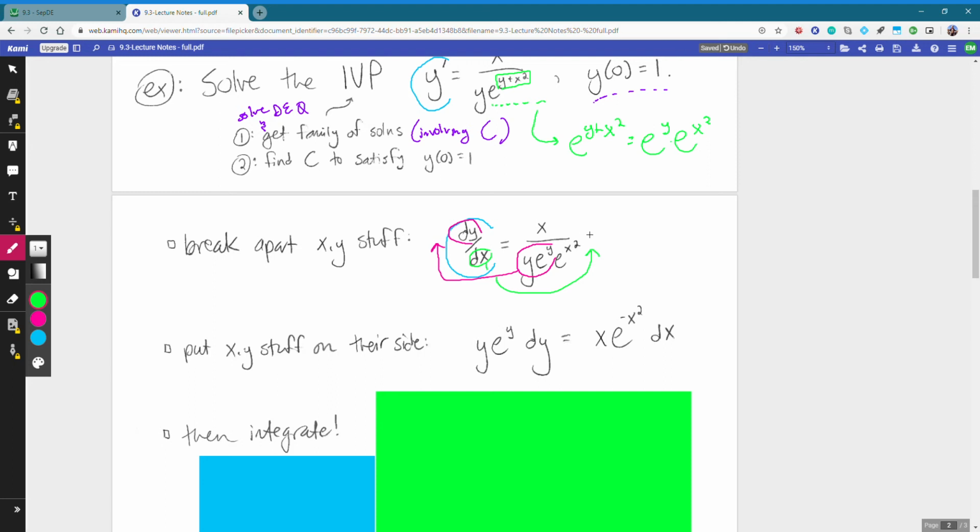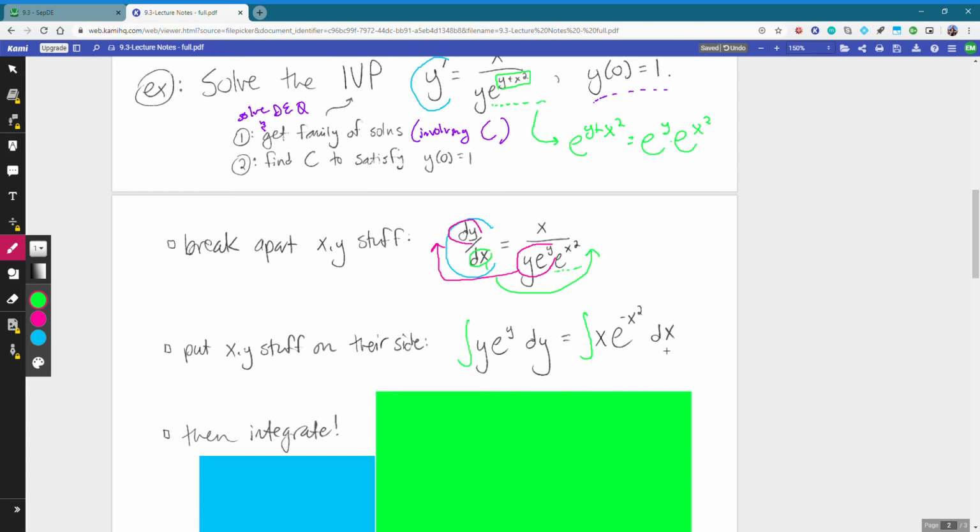Get that dx on the right, and then here I've also taken the e to the x squared, and to help ourselves out, I push that to the numerator, the negative exponent. Now, at this point, we've kind of brought our y stuff to their side, x stuff to its side. Now, we just need to integrate.